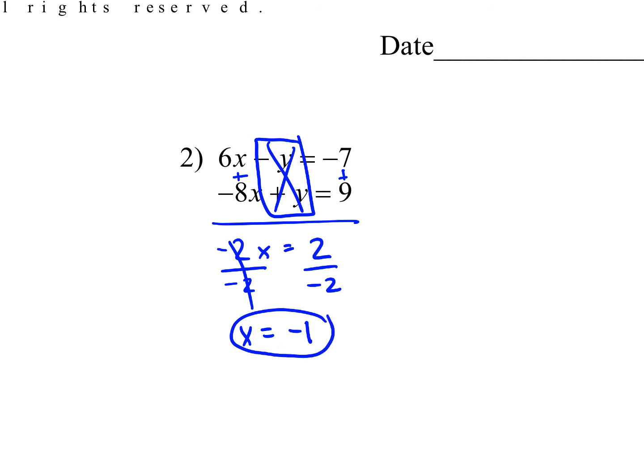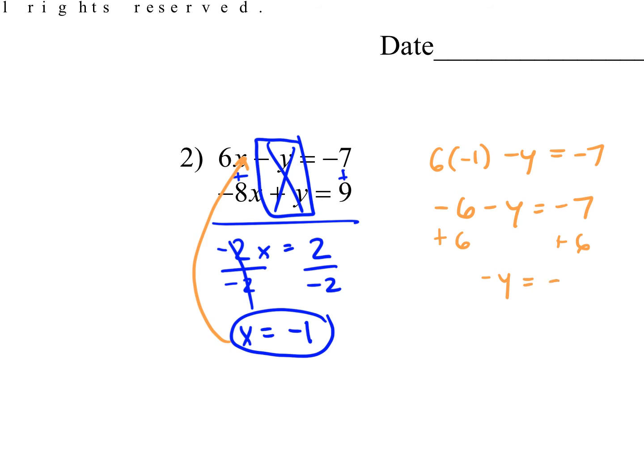Plug it in to what? Plug it into x. First or second? All right, let's plug it into the first. So 6 times negative 1 minus y is equal to negative 7. So negative 6 minus y is equal to negative 7. Then what do I do? Add 6. So negative y is equal to? Negative 1. And what's y equal to? So divide by negative 1. Y equals positive 1. So how do I write my answer? Negative 1 comma 1.